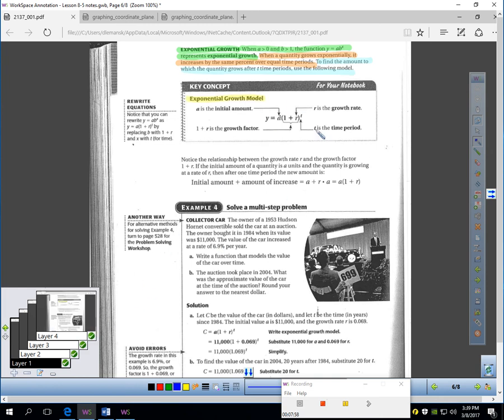So I would pause the video and get this model in your notes. This model is telling you the following, and I should write in one other thing here. Y represents the total amount. A represents the initial amount you have. R is the growth rate. I should put down, we want to write this as a decimal. And T is the time periods. We can use this model in money problems, meaning figuring out, calculating money.